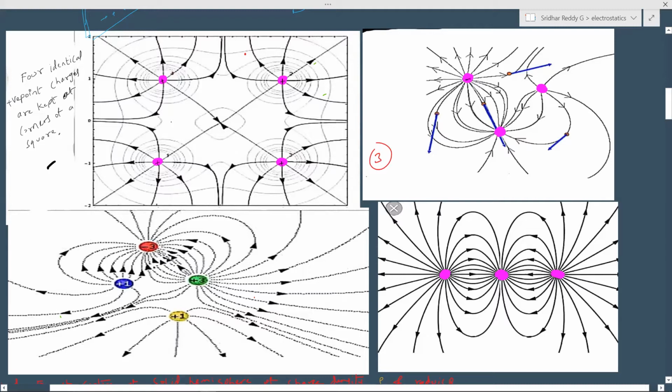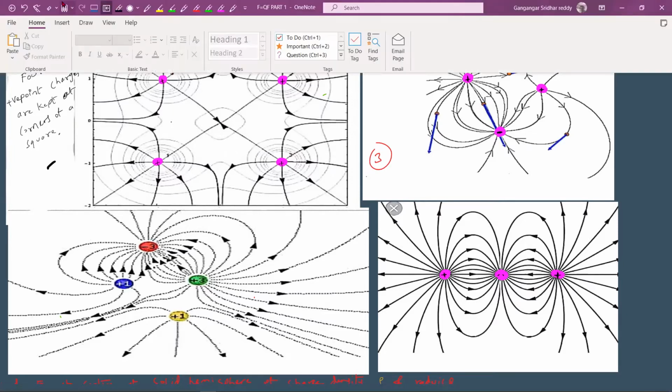This should be the positive charge. This should be the negative charge. And this should be the positive charge. This should be the positive charge. The lines of force are emerging from it. This should be the negative charge. This should be the positive charge. Okay, let me explain using the pointer.